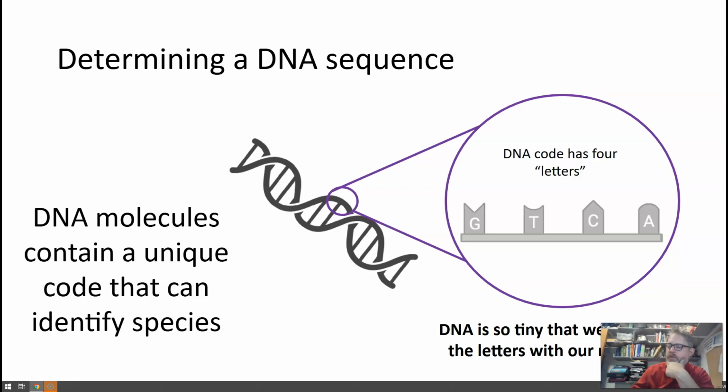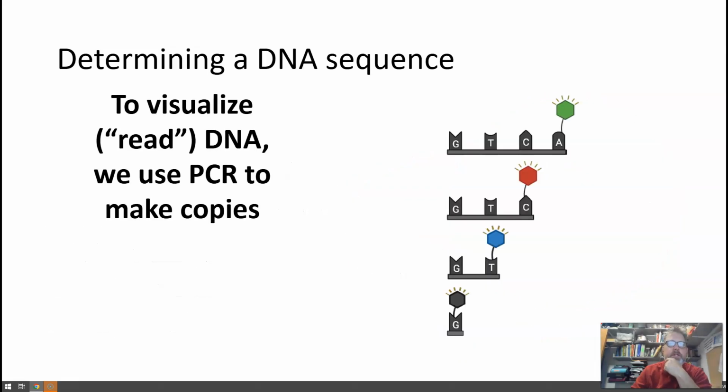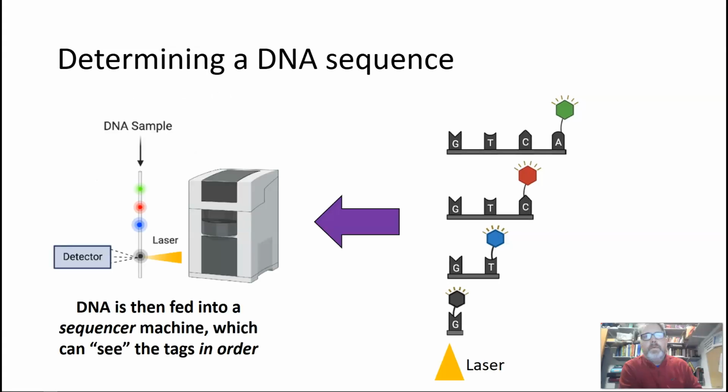So we can't see these letters with our naked eye. Even with a very good electron microscope, we would not be able to read those letters. So we've had to come up with clever ways to do that, to figure out what order the bases are in. It's this thing called Sanger sequencing.